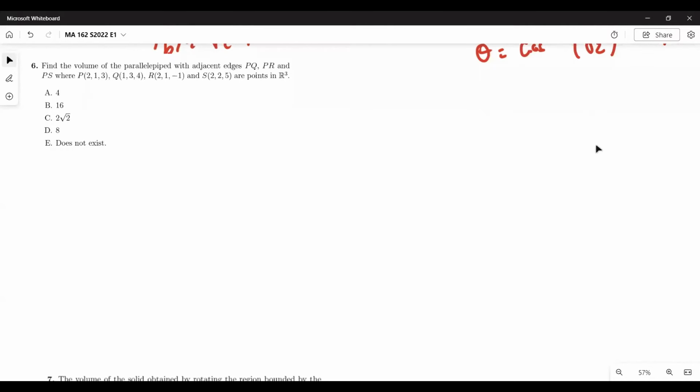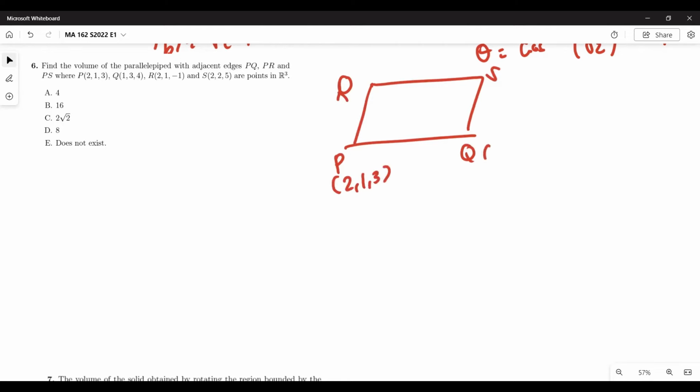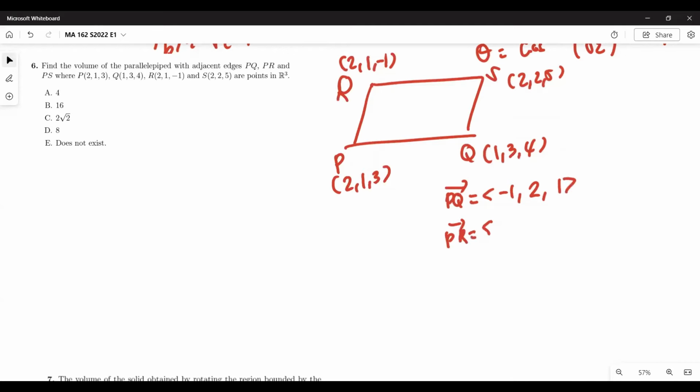Okay, so this question asks to find the volume of the parallelepiped with adjacent edges. Let's draw the points P, Q, R, S. P is 2, 1, 3, Q is 1, 3, 4, R is 2, 1, -1, and S is 2, 2, 5. Let's find the vectors first. PQ would be -1, 2, 1, and PR would be 0, 0, -4, and PS would be 0, 1, 2. Okay, we have everything.